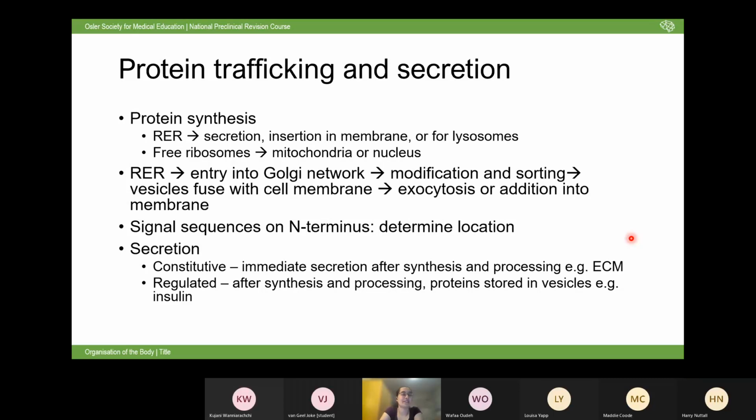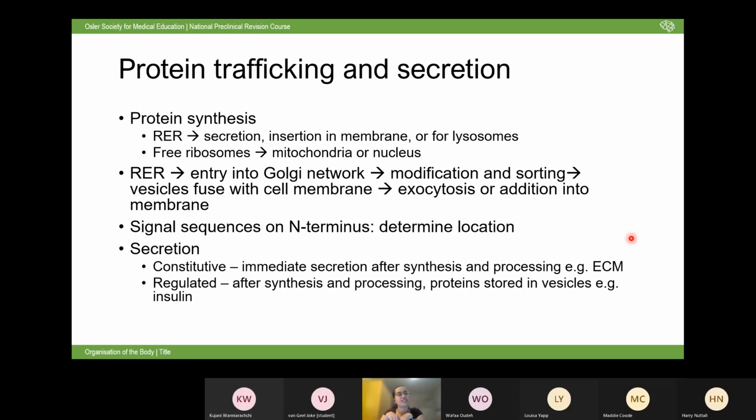And you don't need to know about this in particular depth. I think you mostly just need to know that it exists. But we have signal sequences on proteins which determine where they end up and where they're trafficked to. And obviously, if you think about an amino acid, there's the N terminus, which is where there's the amino group, and the C terminus, which is where there's the carboxyl group, and the signal sequence is always found on the N terminus. So that's important to remember.